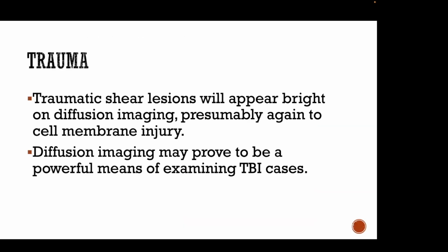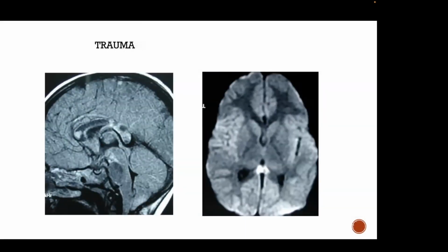Trauma is a troublesome one because we, of course, see a lot of trauma, and you'll see a lot of variations of disease in trauma cases. But diffusion is a very powerful way of looking at the extent of injury. Here's a trauma patient with an injury in the corpus callosum.